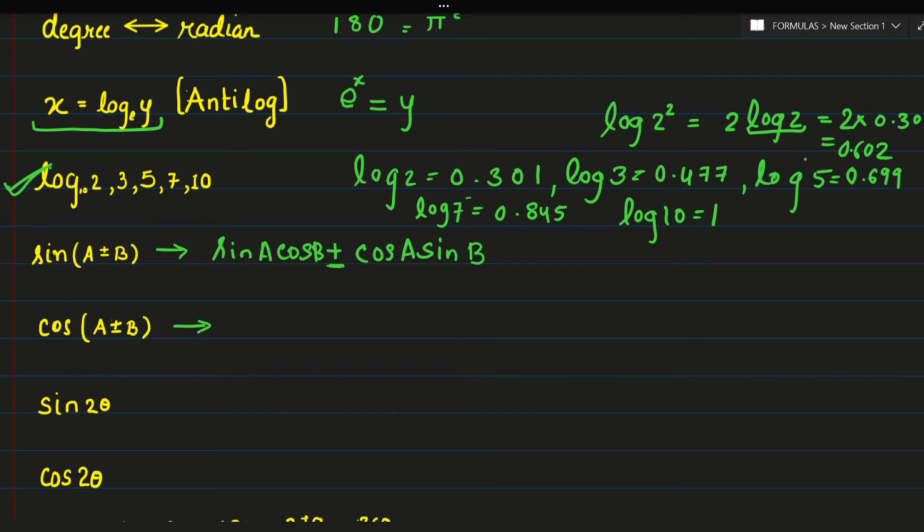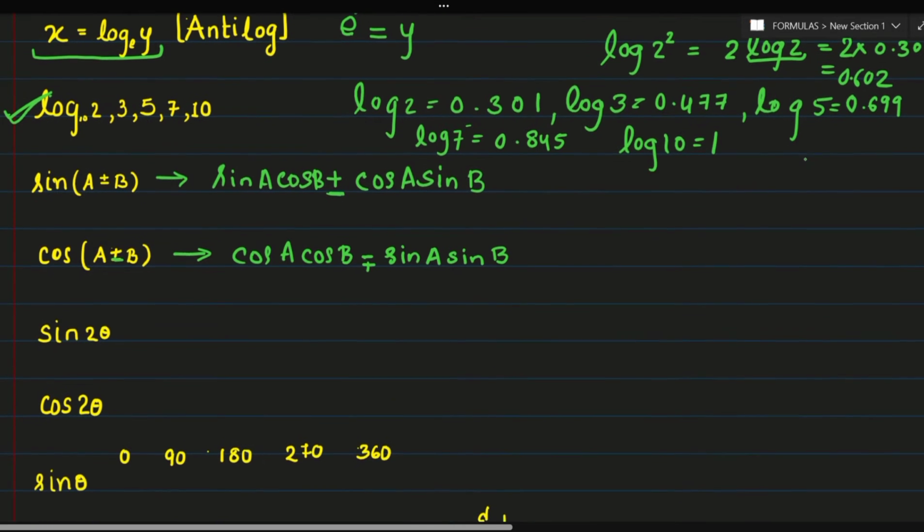Similarly, cos of a plus b. First we look at plus, then minus. Cos of a plus b will be equivalent to cos a cos b minus sine a sine b. And if we write cos of a minus b, then it would be equivalent to cos a cos b plus sine a sine b.